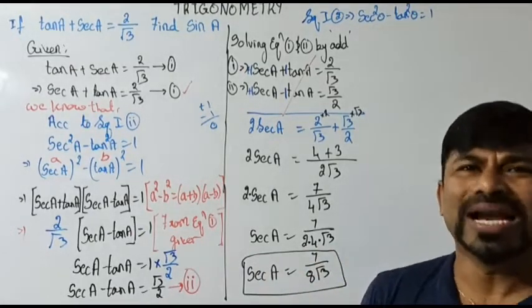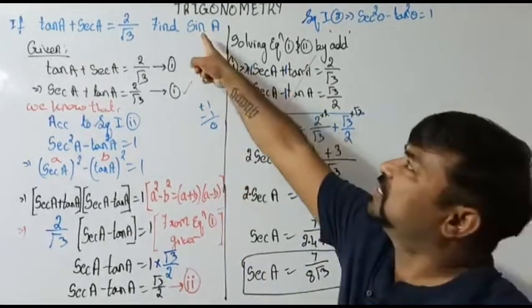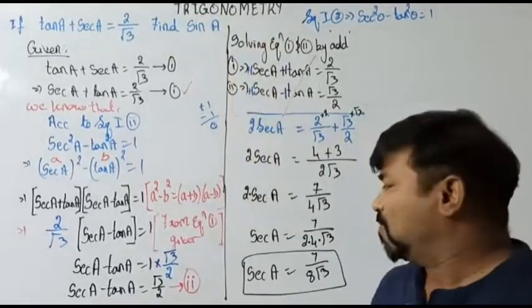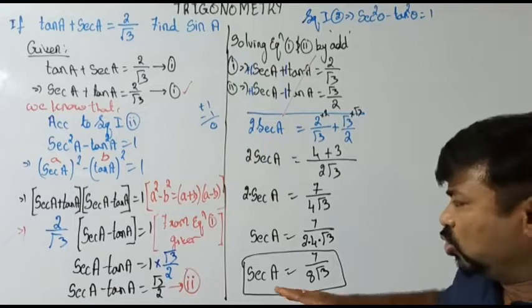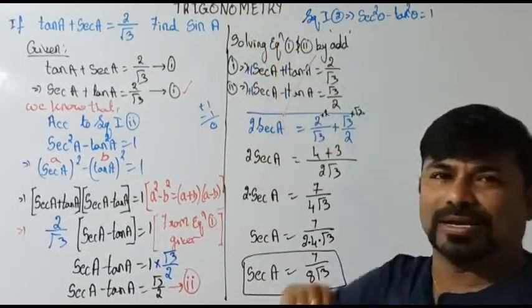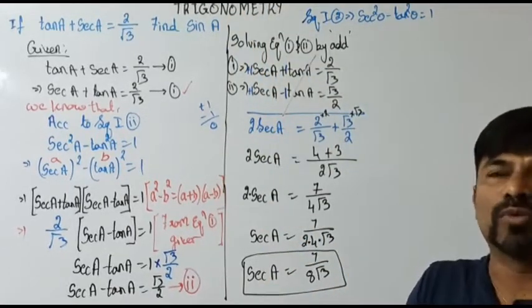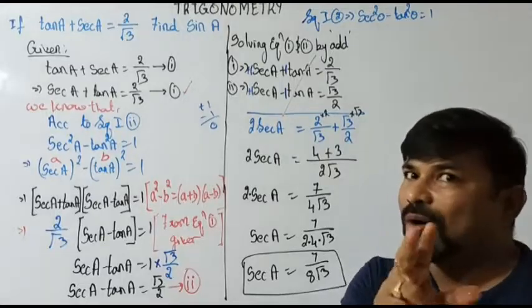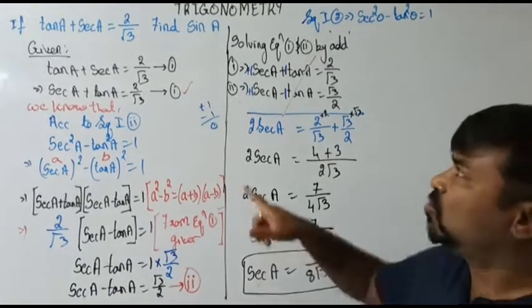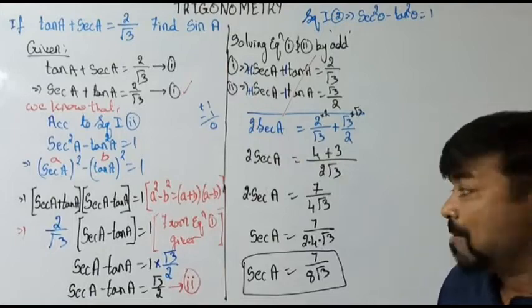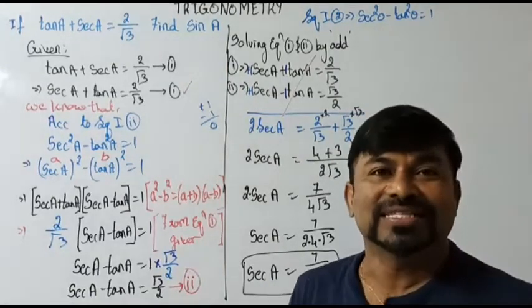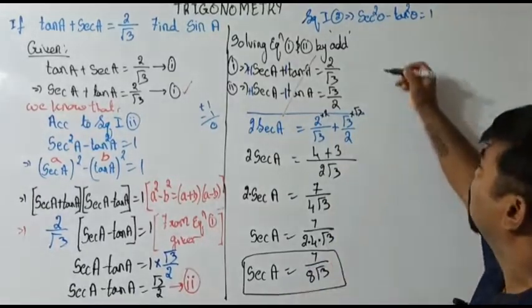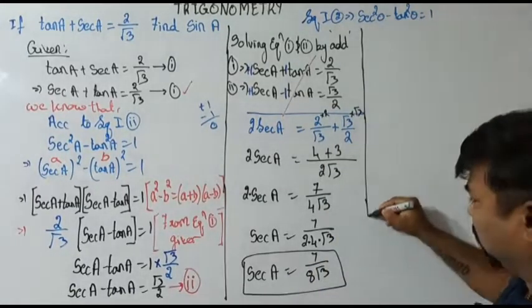Now, what he's actually asking is to find sin A. But what you got now is secant A, right? Now, how to go from secant to sin? So I started thinking in terms of the relations we have. From secant, I don't have a straight relation to sin. But from secant, I have a relation to the cos. That is nothing but a multiplicative relation, right? Let's go for that.